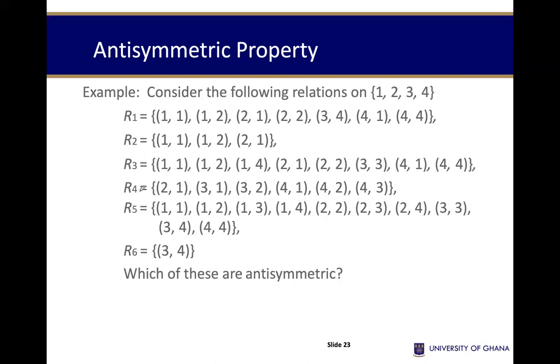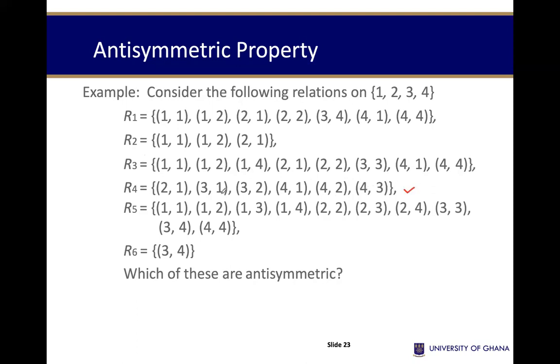Let's come to R4. In R4, I have a (3,1). I shouldn't have a (1,3). Yes, that's good. I have a (3,2). I shouldn't have a (2,3). I have a (4,1). I shouldn't have a (1,4). That's good. I have a (4,2). I shouldn't have a (2,4). That's good. I have a (4,3). I shouldn't have a (3,4). So R4 can be antisymmetric.